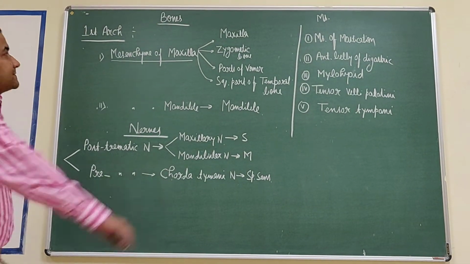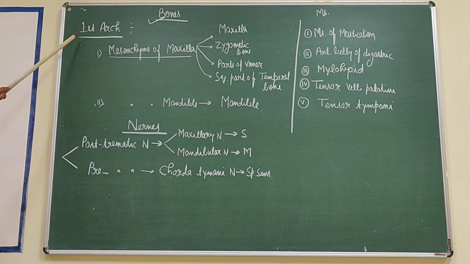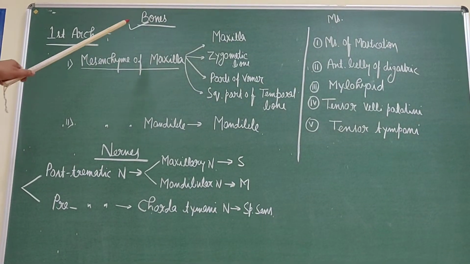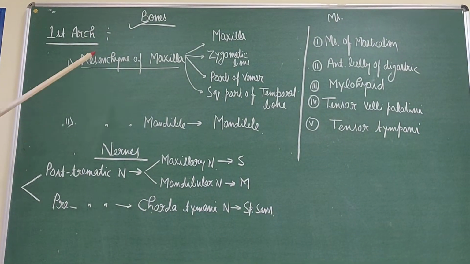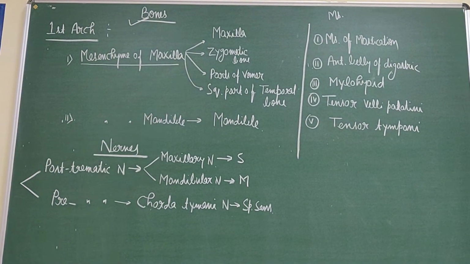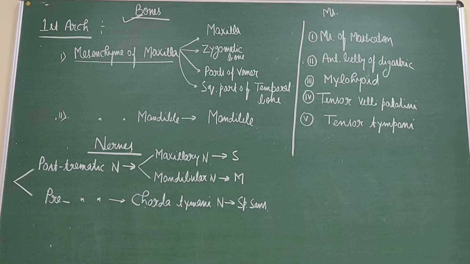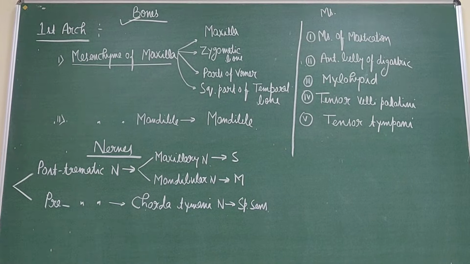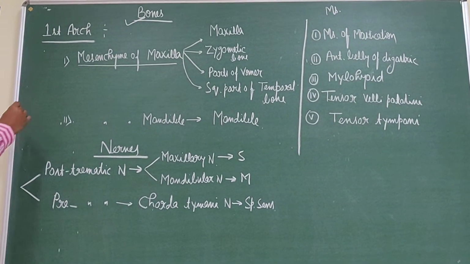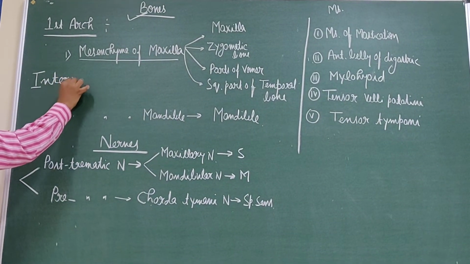Now what are the bones that are formed from the first arch? One point should be clear: these bones are formed from the mesenchyme of the maxilla or the mesenchyme of the mandible. They are not formed from the cartilage, that is Meckel's cartilage. This mesenchyme forms the membrane and the ossifies. Such type of ossification, such type of bones, is intramembranous bone.